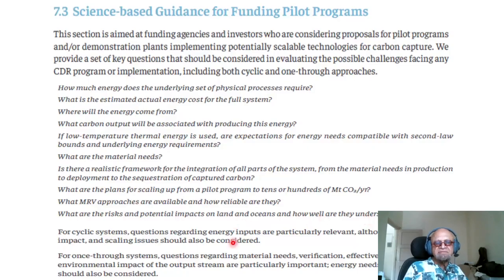For cyclic systems, the questions regarding energy inputs are particularly relevant, although material needs, impact, and scaling issues should be considered. For once-through systems, questions regarding material needs, verification, effectiveness, longevity, and environmental impact of the output streams are particularly important. Energy needs and scaling issues should also be considered.